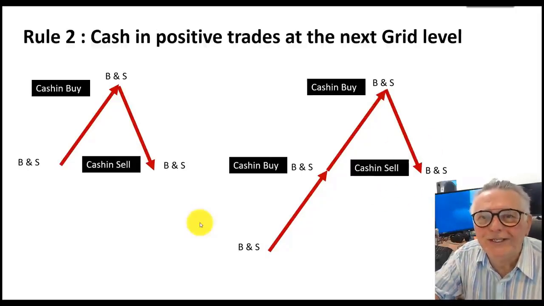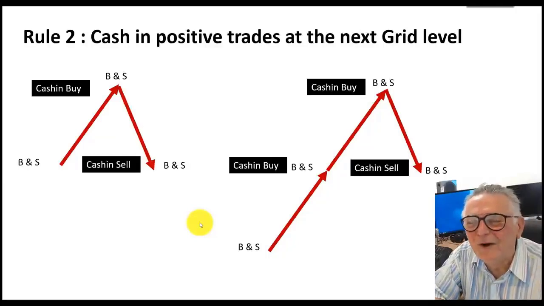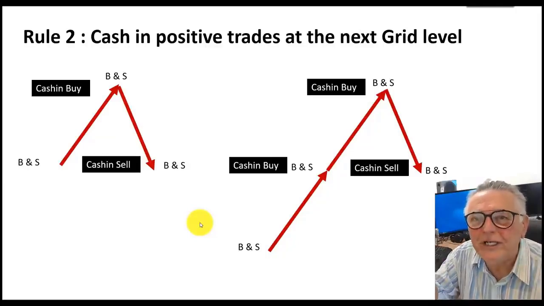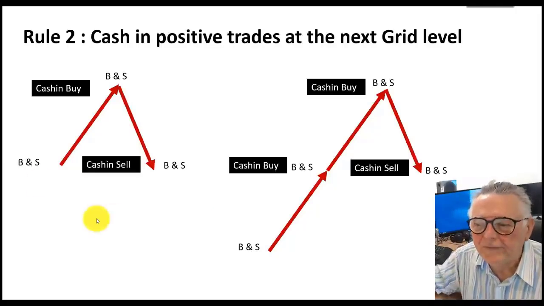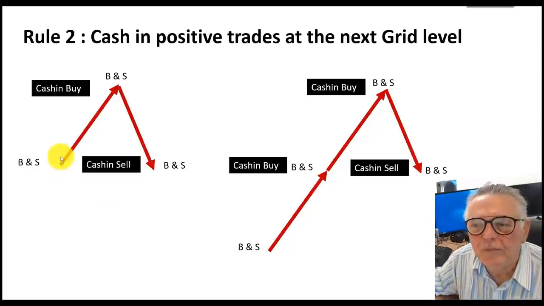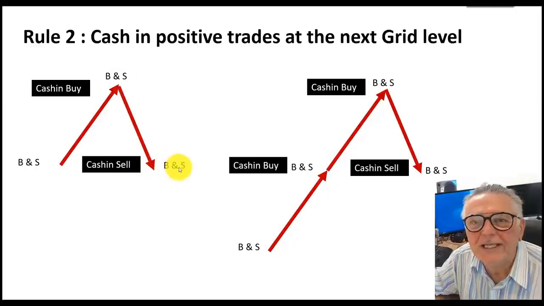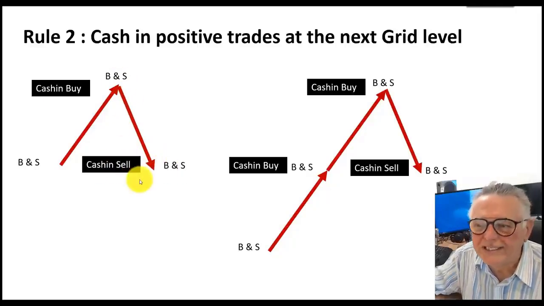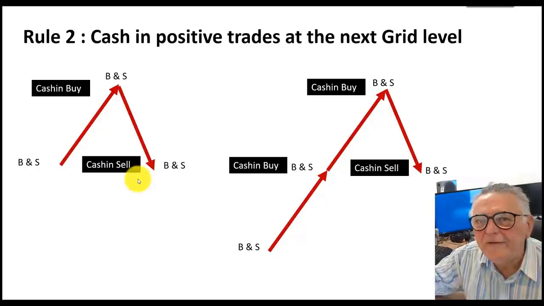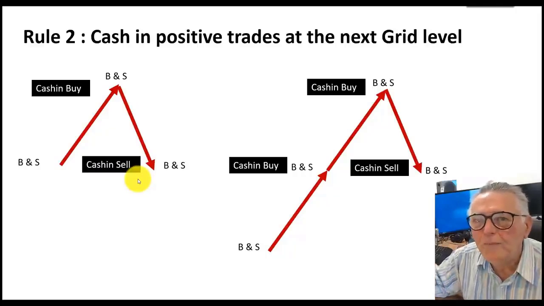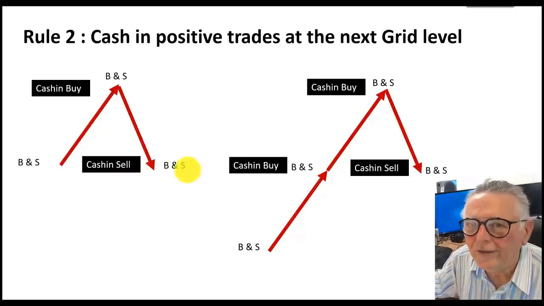So rule two is, and that follows on what I've just said, you cash in your positive deals as they reach the next grid level. So using that example before, you would enter a buy and a sell. The buy would go positive as it reaches the next grid level, and you cash it in. Then it comes back here and it reaches another grid level, and you cash in the sell that was successful, and you just leave the others open. And I'll show you why you leave them open.